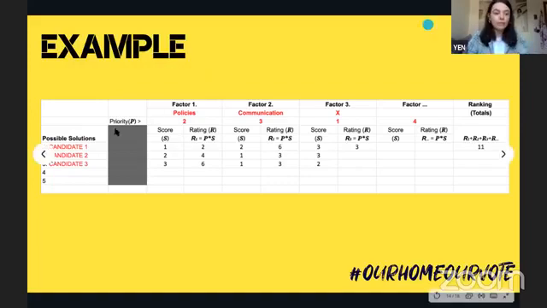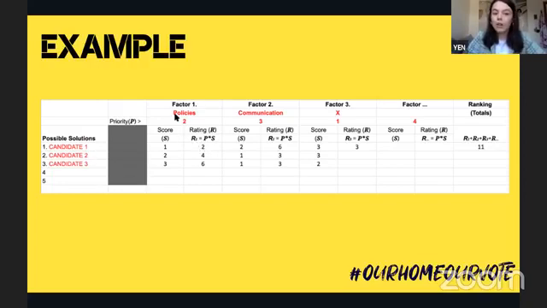So for example, for factor 1, I said policies. It was my second favorite factor, so we got a 2. My candidate 1 did really well on their policy, so they got 1. Now we're going to do the math. We're going to multiply our priority, which is 2 here for factor 1, and our score, which for candidate 1 is 1 because they did really well. So 2 multiplied by 1 is 2. Again, super basic math. You're just going to do that for each one.